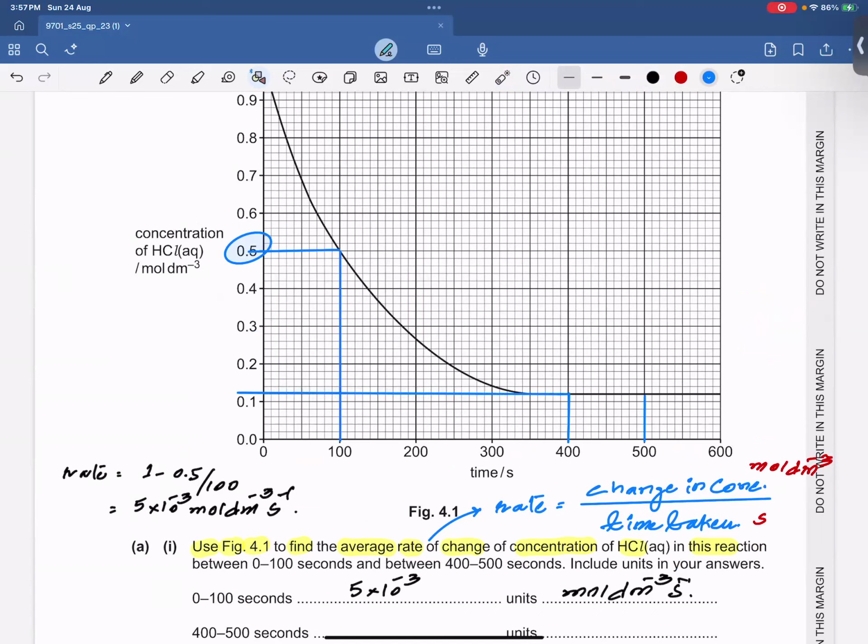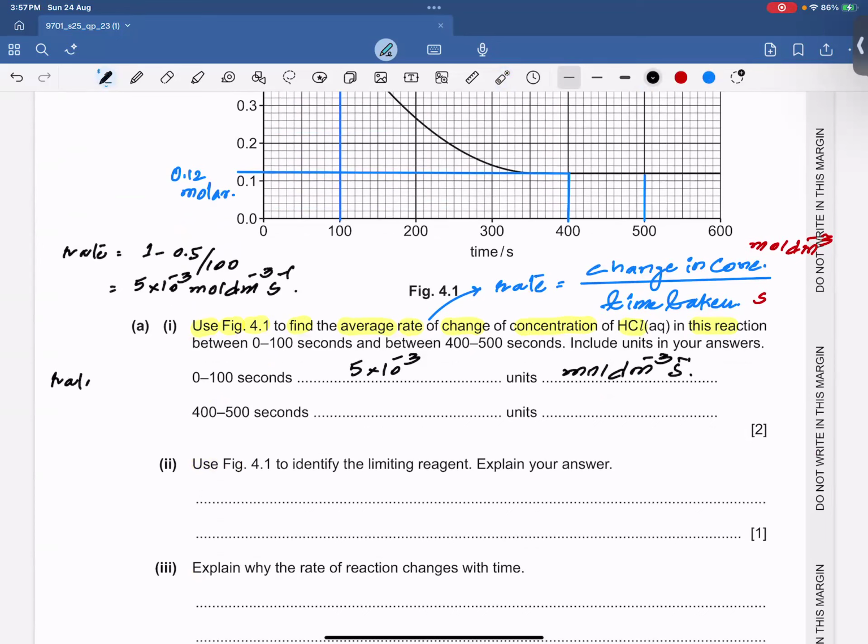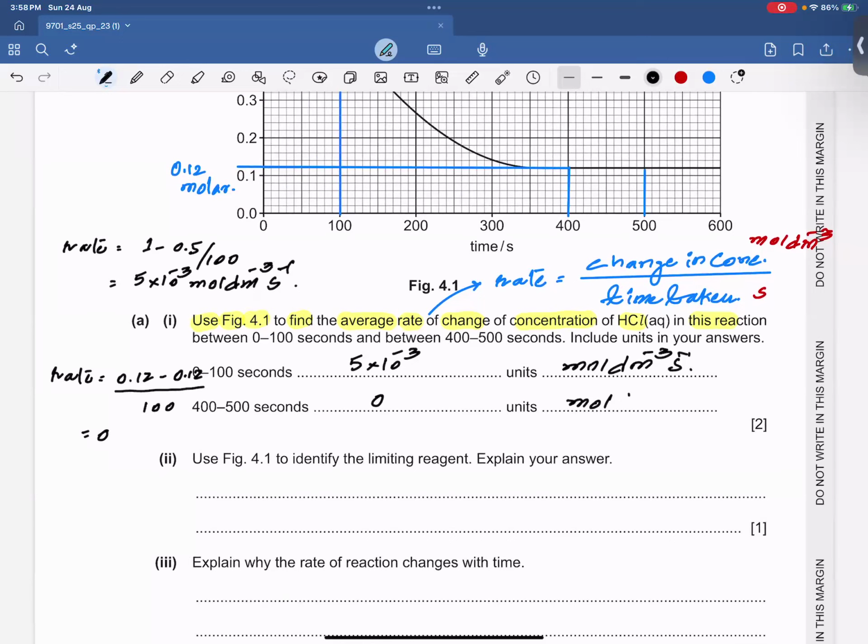From 400 to 500, concentration remains same, right? So it's 0.12 mole per dm cube, or molar is the same thing. Since the concentration is same between these two intervals of time, so rate is going to be how much? So rate equals initial concentration at 400 seconds is 0.12, final concentration at 500 is again 0.12, divided by 100, since 400 and 500 becomes 100. So rate is going to be 0 here. And the unit again is mole per dm cube second inverse.